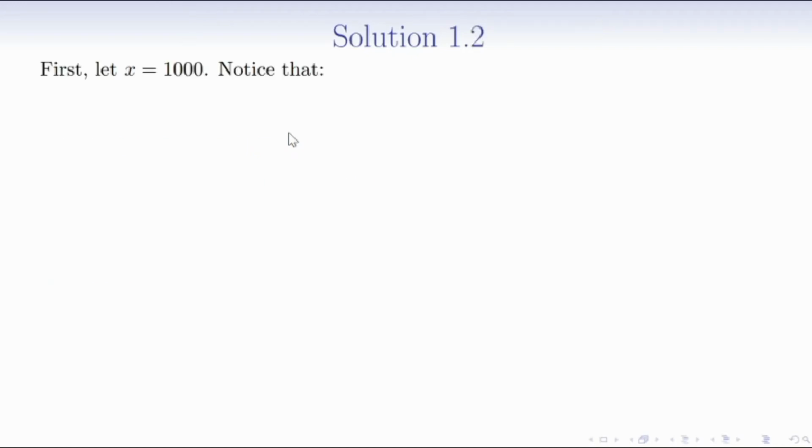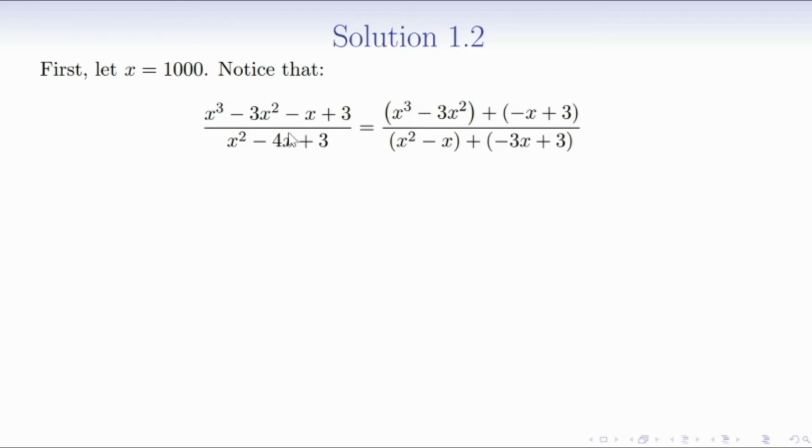So if we replace, let x be 1000. Notice that the original expression can be expressed as x cubed minus 3x squared minus x plus 3, divided by x squared minus 4x plus 3. So, Kevin, you are overextending. Oh, sorry, my bad. So, we first group the first two terms, x cubed minus 3x squared, plus the negative x plus 3. Then divided by x squared minus x plus the quantity of negative 3x plus 3.